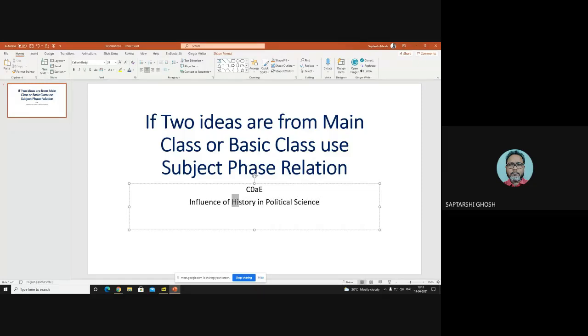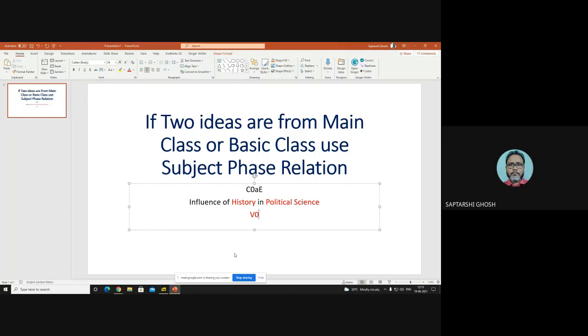Now, here you see history is a separate subject, and political science is a separate subject. So when two ideas are from main class or basic class, so this is the subject. So you have to have more than one subject, then only you can use this general phase relation. So history V, and then zero in influence, A, B, C, D, E, most probably. Let me see this one. Influence is phase, G. Now write G, and then political science. So you can write like this way.